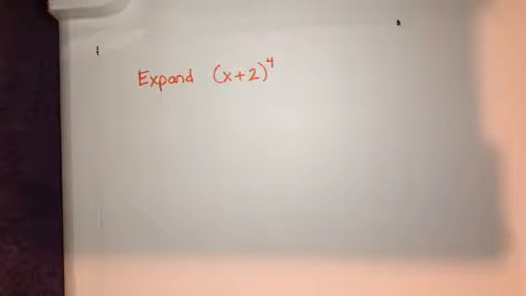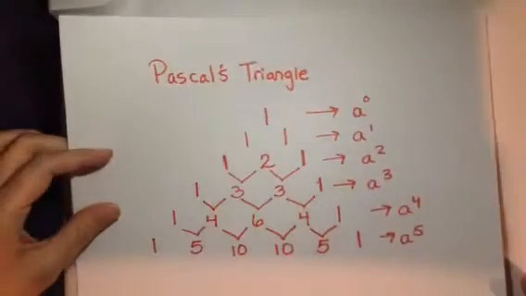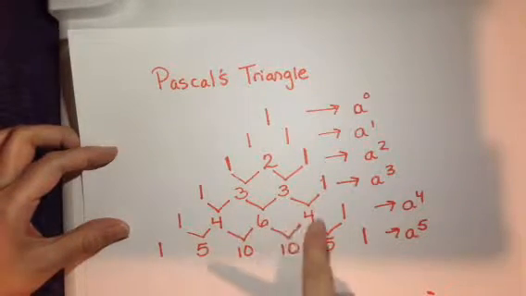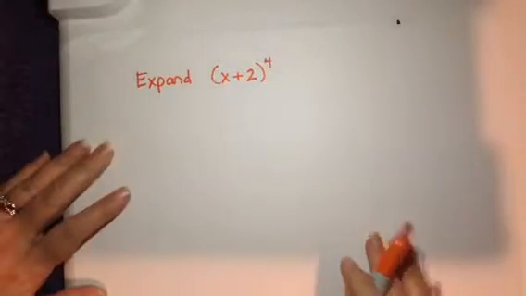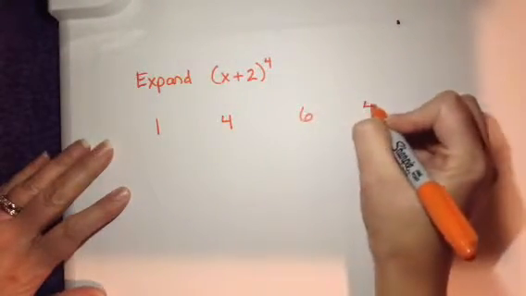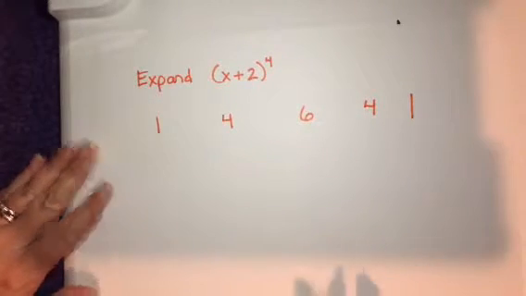Okay, let's try this next example. A little bit different, no longer a plus b, but we're going to do the same thing. Let's get Pascal's triangle out here so I can have my coefficients to the fourth power again. They're 1, 4, 6, 4, 1. I'm going to go ahead and write those out. 1, 4, 6, 4, and 1.